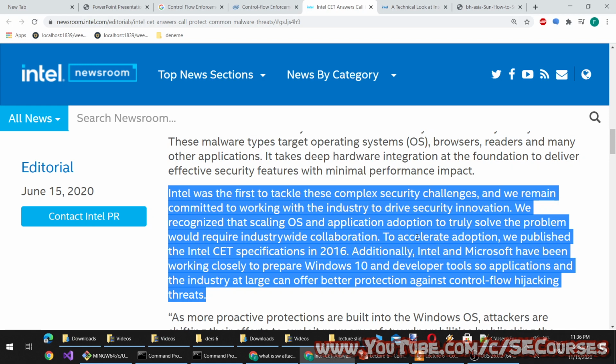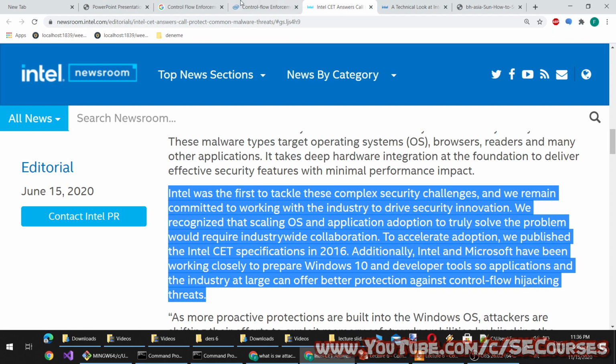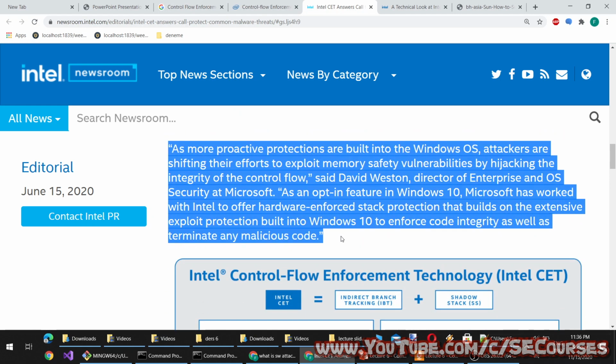To accelerate adoption, we published the Intel CET specifications in 2016. Additionally, Intel and Microsoft have been working closely to prepare Windows 10 and developer tools so applications and the industry at large can offer better protection against control flow hijacking threats. Okay, so you see our lecture is already containing information about this, and at that time the lecture was prepared, it was unknown, but it is announced and getting to market at the moment.